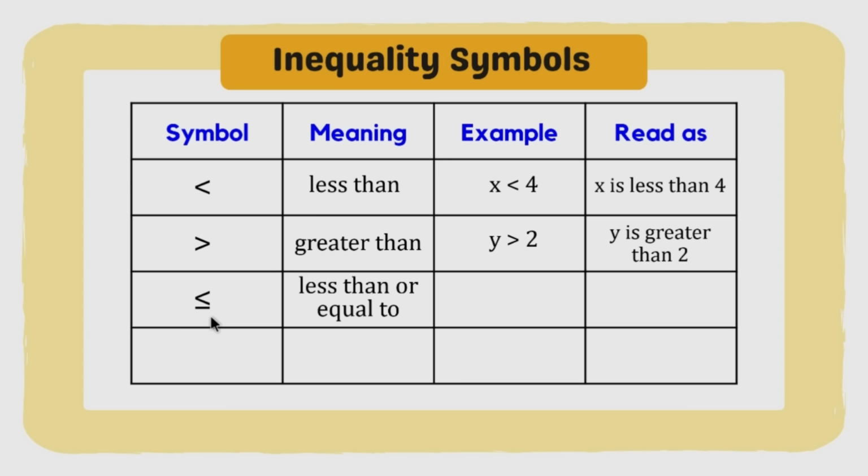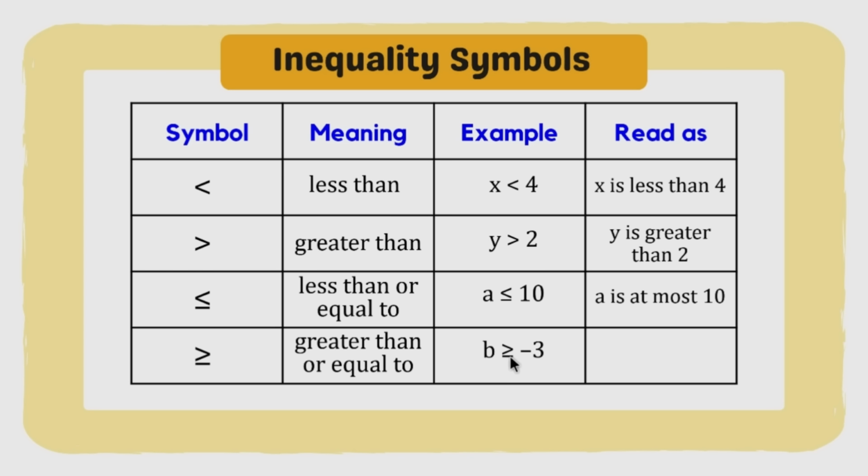Next, we have here the less than or equal to. For example, a is at most 10. Pwede rin basahin ito as a is less than or equal to 10. Okay, next one we have here the greater than or equal to symbol. We have here the example, b is greater than or equal to negative 3. Pwede rin namang sabihin natin na b is at least negative 3. Okay, so these are the inequality symbols that we're going to use and the common way of reading them.